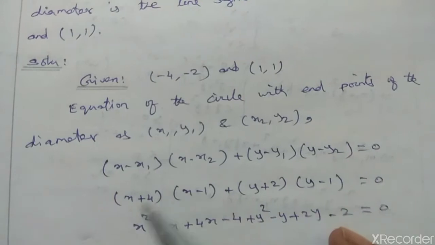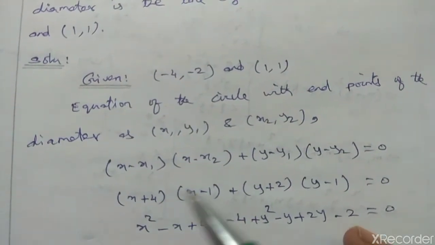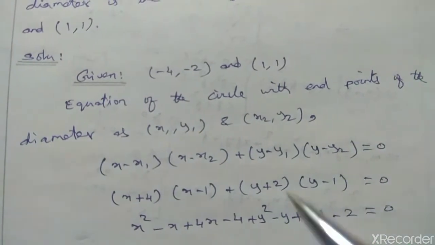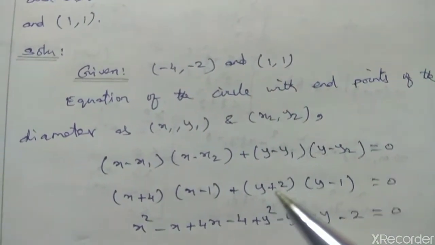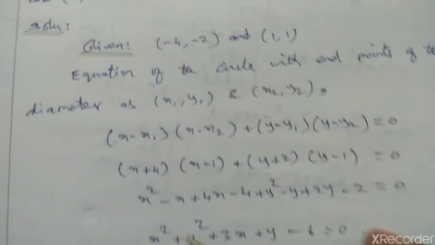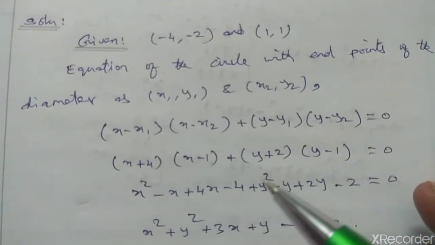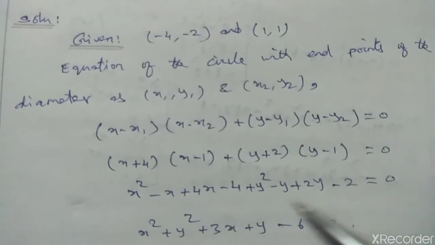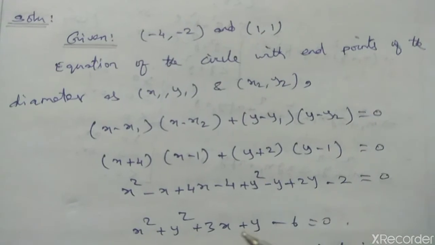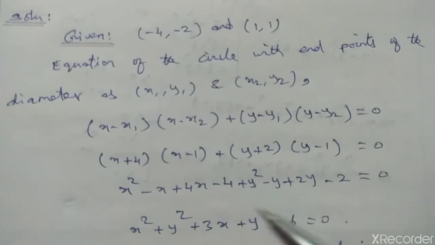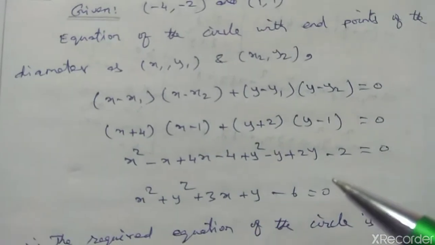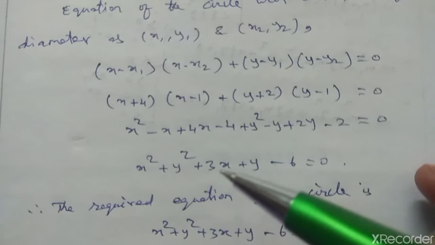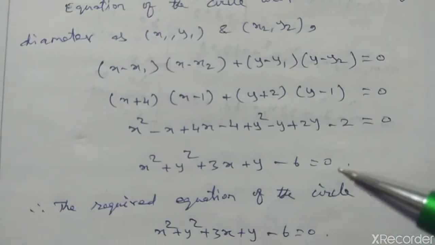Multiplying out: x squared minus x plus 4x minus 4, y squared minus y plus 2y minus 2, equal to 0. Therefore, x squared plus y squared, with the x terms minus x plus 4x giving 3x, and 2y minus y giving y, and constants minus 4 minus 2 giving minus 6, equal to 0. Therefore, the required equation of the circle is x squared plus y squared plus 3x plus y minus 6 equal to 0.